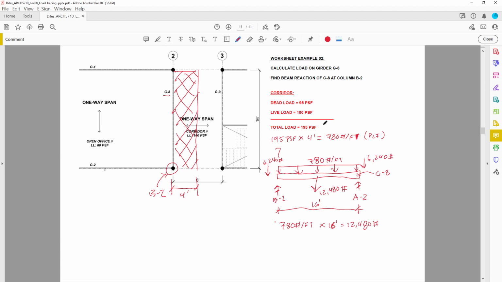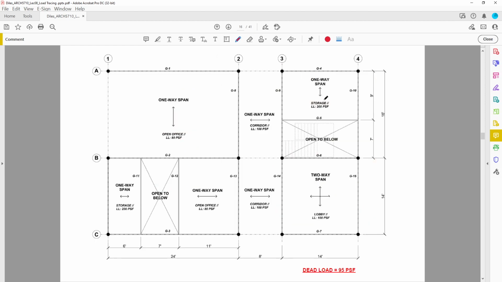So what is the answer for calculate the load on girder G8? Well, we can either say that it's 780 pounds per foot as a continuous load. The total load is 12,480 pounds. And the reaction of G8 at column B2 at the top is 6,240 pounds. Okay, great.